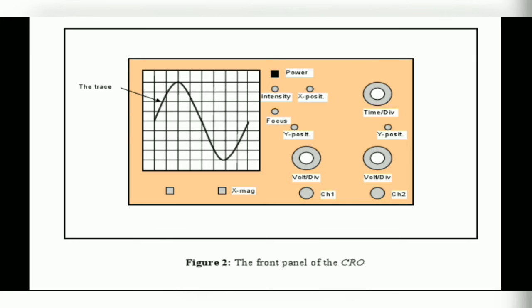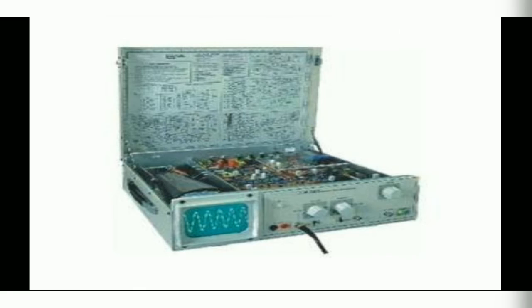This is also one of the diagrams for the front panel of the CRO. This is an actual image of the CRO. In this you can see the screen, CRT and various knobs for controlling purposes.